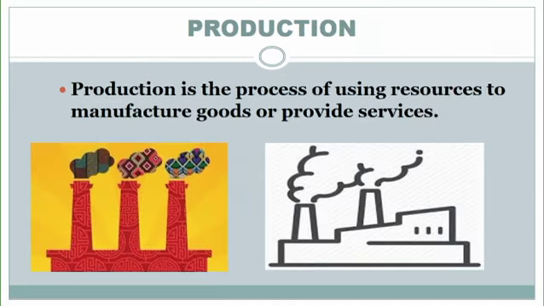To start, let's look at the definition of production. Production is the process of using resources to manufacture goods or provide services. These goods and services are used to satisfy the needs and wants of consumers.